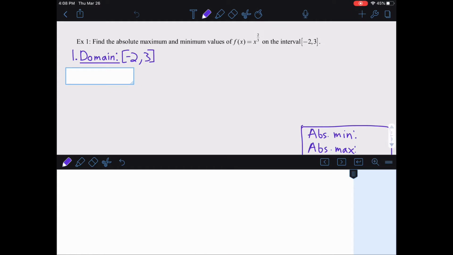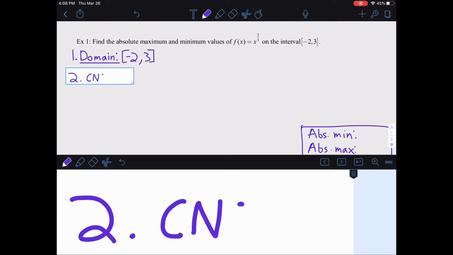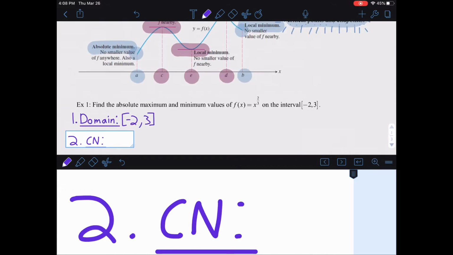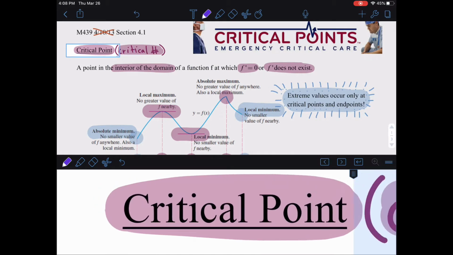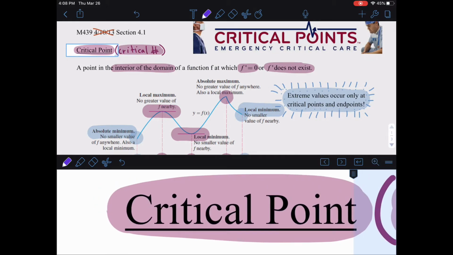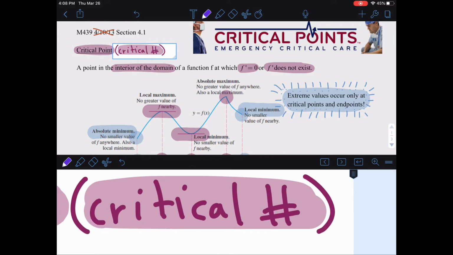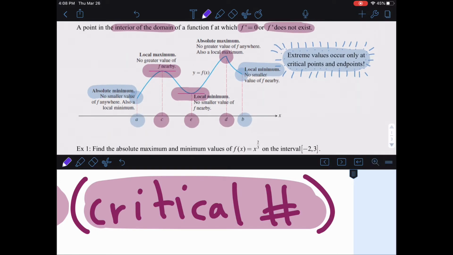Okay, let's do step 2 now. Step 2, I'm going to shorten this up and I'm going to write CN, short for critical numbers. Okay, so a critical number versus a critical point. This is something that people tend to struggle with. Here's the difference, right? When we talk about a critical point, it's exactly what it sounds like, a point, x comma y. I need an ordered pair, okay? Critical number, I'm just focusing on the x coordinates. So that's what you're going to see me do, is just focus on the x coordinates for now.